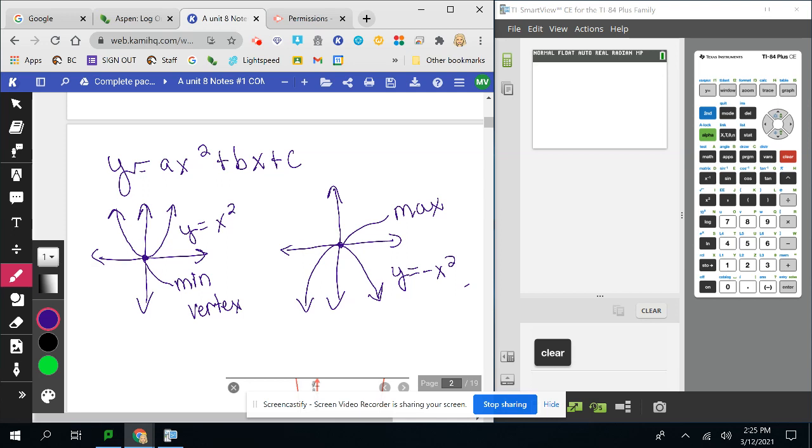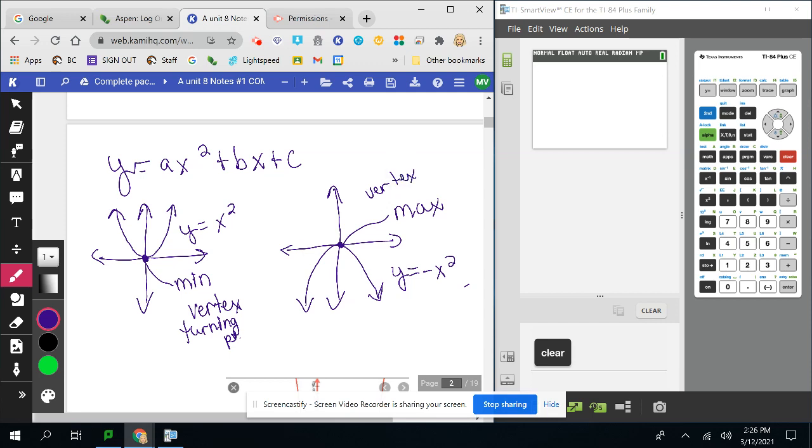Why this is important is we need to know this point down here at the bottom is our vertex, which is our turning point, and that's a minimum. If we have y equals negative x squared, then our vertex is a maximum.